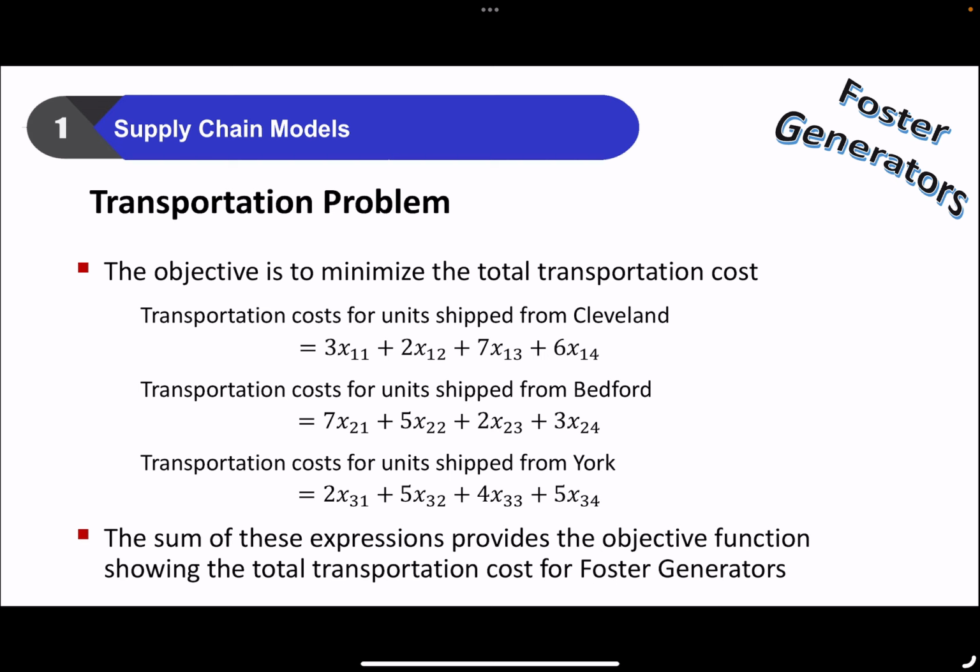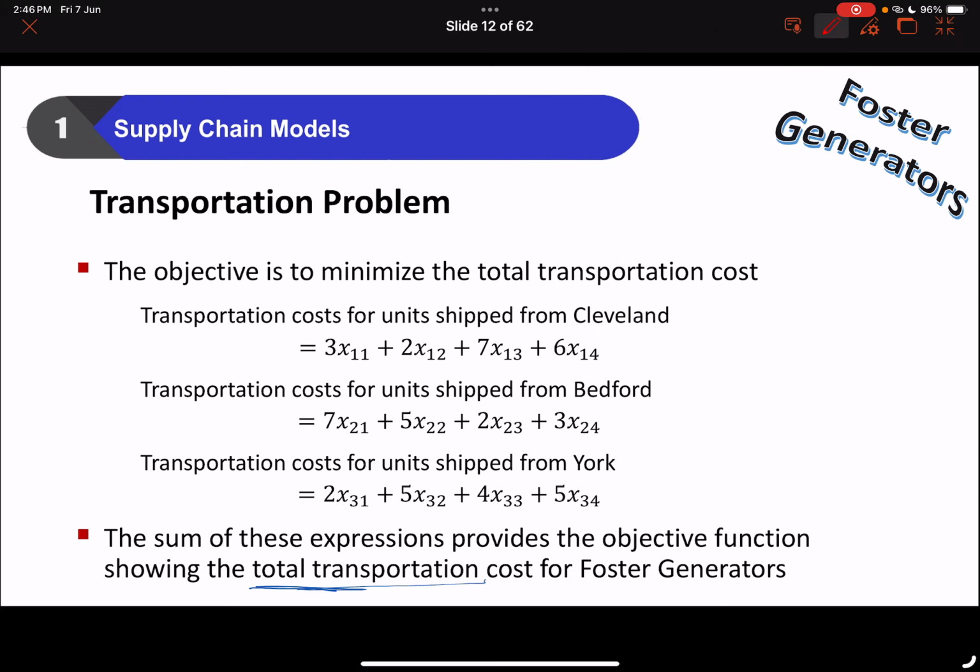So the sum of these expressions provides the objective function for the total transportation cost. The total transportation cost would be the cost of transportation from Cleveland, plus the cost from Bedford, plus the cost from York. We add this together, and we get the total transportation cost.